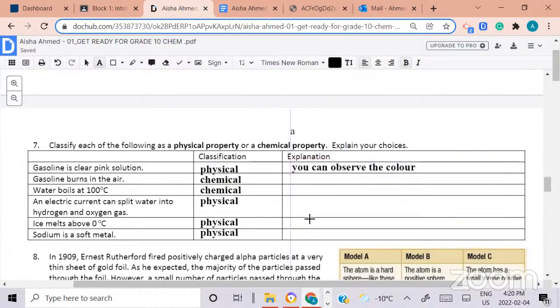Okay, next one is gasoline burns in the air. That's a chemical property, because it's talking about how the gasoline, which is a hydrocarbon, reacts with oxygen, right? So the fact that it burns is a chemical reaction, with the oxygen in the air. Awesome.